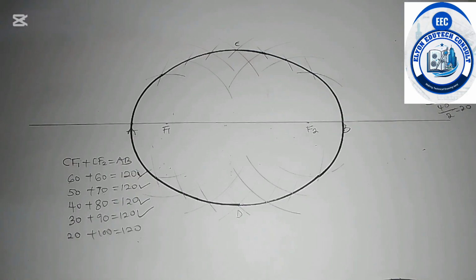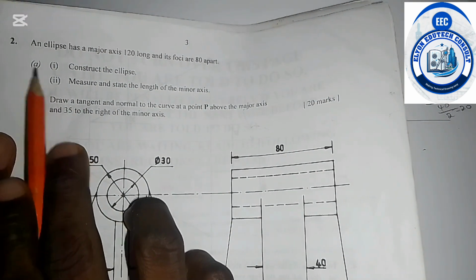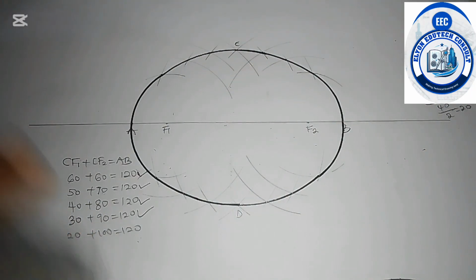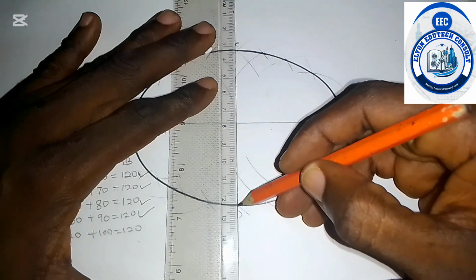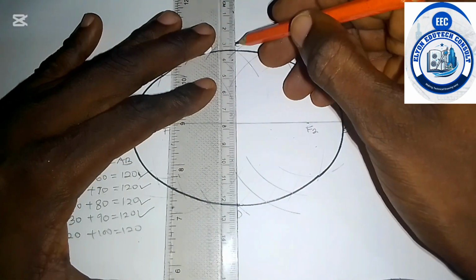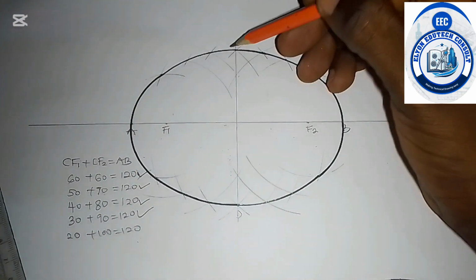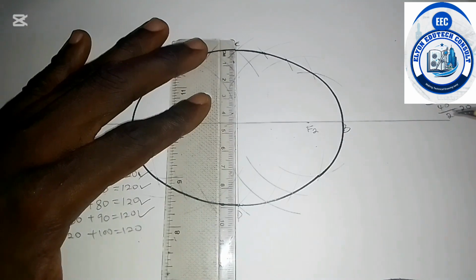So the next thing we are to do is the B part of the question. Okay, yes, the second part of A says measure and state the length of the minor axis. So all I'm going to do here is just to measure the minor axis, which I'm going to draw, just drawing point C to D this way. So this will be my minor axis from C to D, which I'm going to measure out now.